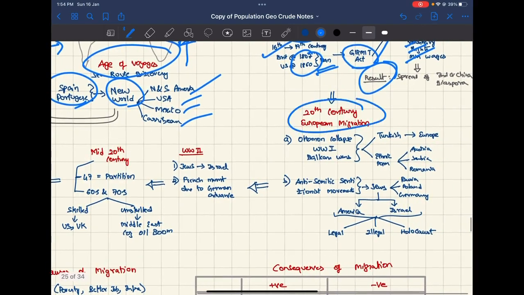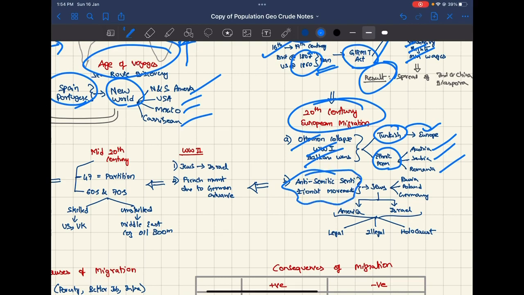In the 20th century, European migration: World War One, the Ottoman collapse, and the Balkan Wars resulted in Turkish people moving to Europe, and ethnic populations of Austria, Serbia, and Romania moving in Europe. And the anti-Semitic and Zionist movements led to Jews moving away from Russia, Poland, and Germany to America and Israel. These may be legal, illegal, or due to the Holocaust.